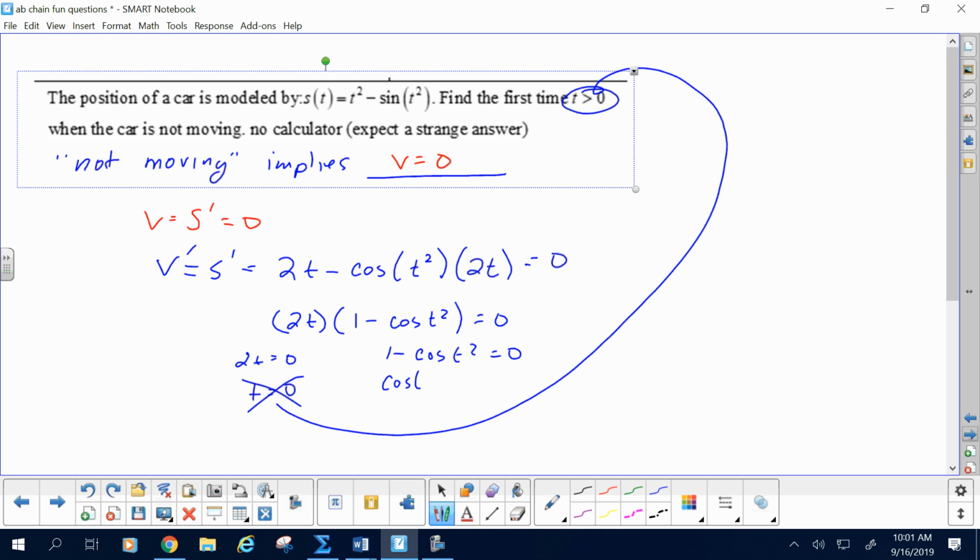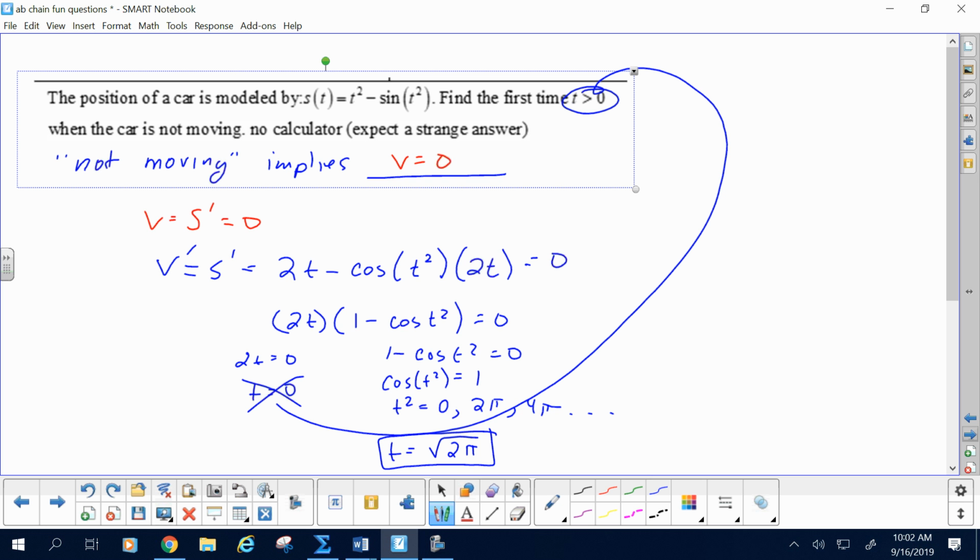Cosine t squared is 1, right? Which means t squared needs to be 0 or pi or not pi? 2 pi or 4 pi, etc. And so t is the square root of 2 pi as the first time it happens. Square root of 2 pi is the solution. Okay? How'd you do there? Did you win? No. All right.